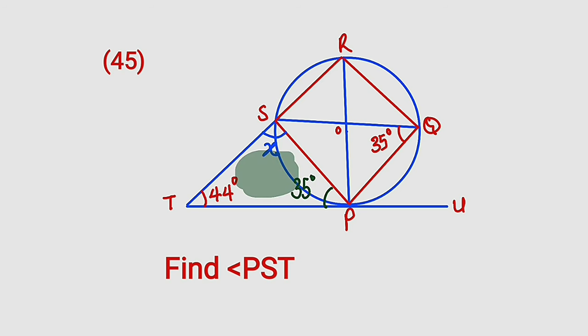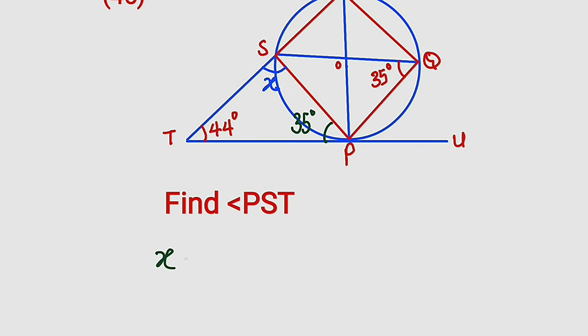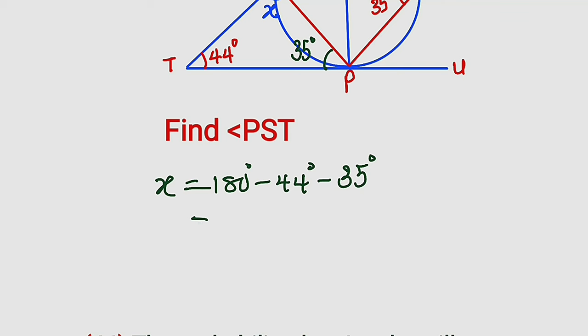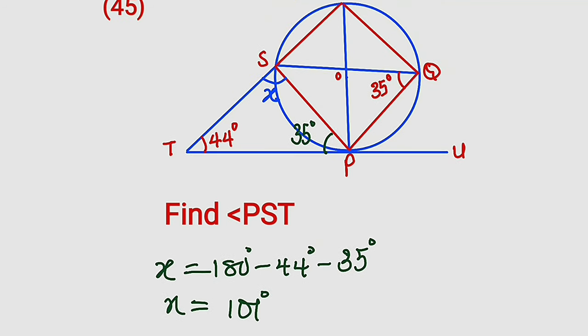If you pay attention to this one, it is nothing but a triangle. And the sum of the interior angles of a triangle is equal to 180 degrees, which implies that by adding these three angles, we have to get 180. And you can directly say that X is equal to 180 degrees minus 44 degrees and also minus 35 degrees. If you subtract these two angles from 180, you're going to get 101 degrees. And hence, the measure of this angle is 101 degrees.